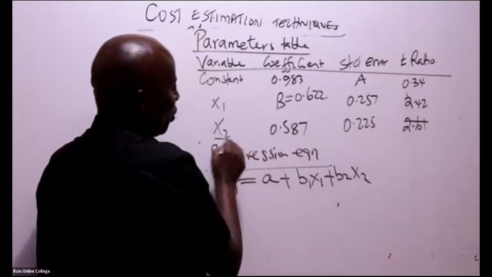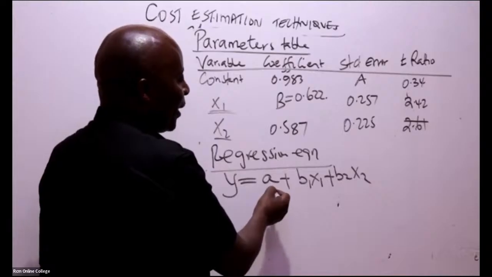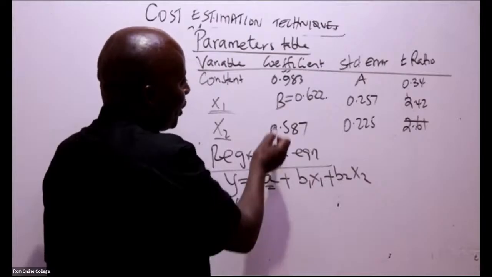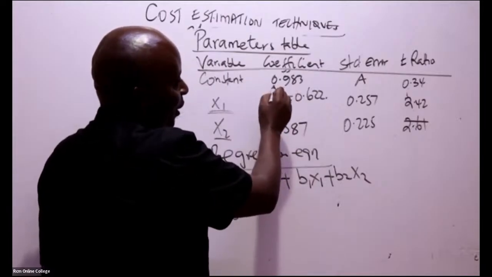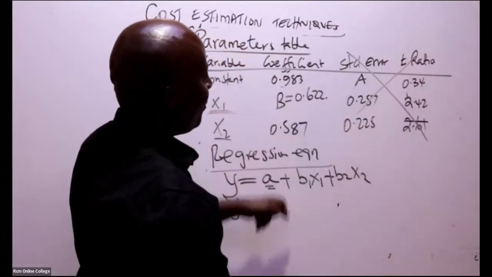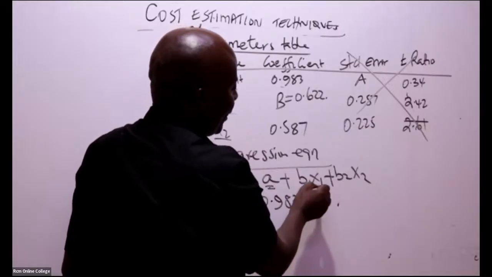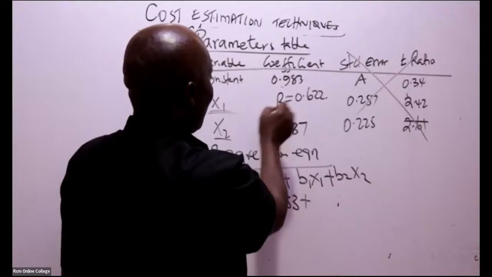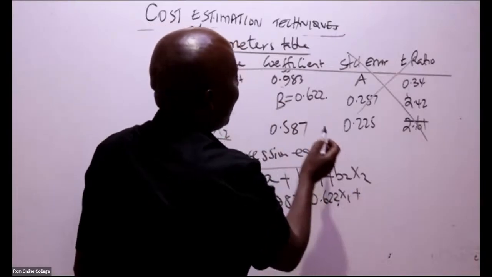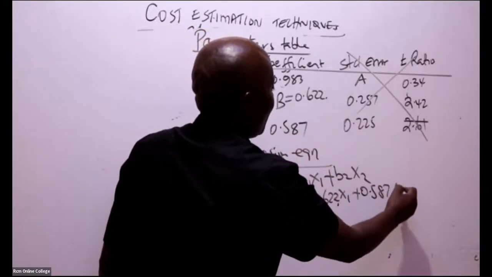Have I known there are 2 because of this? There are 2 like that. Remember, A is the constant coefficient. These 2 are irrelevant in terms of equation formation. We are only looking at these parameters. So the constant is 0.983 plus the coefficient of X1, 0.622 X1, plus the coefficient of X2, which is 0.587 X2.